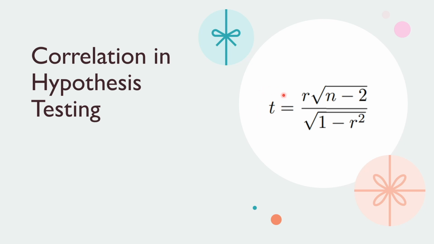Aside from knowing how correlated two variables are, we can use the correlation coefficient in hypothesis testing, and we will use this formula. This formula will give us the standardized test statistic for correlation hypothesis, and of course, that means the critical value will come from the t-table.